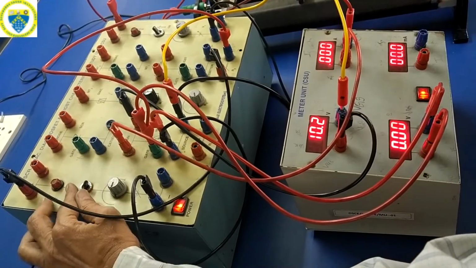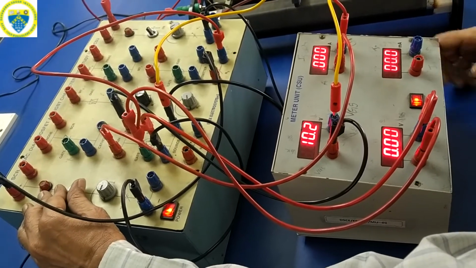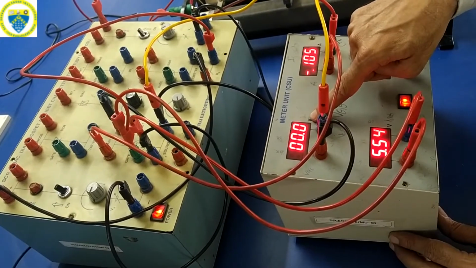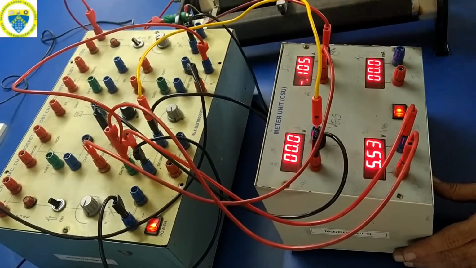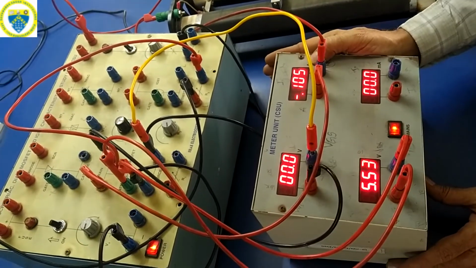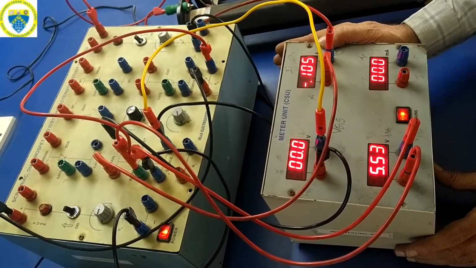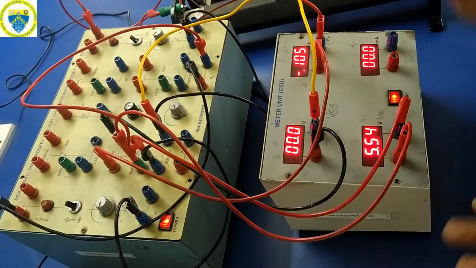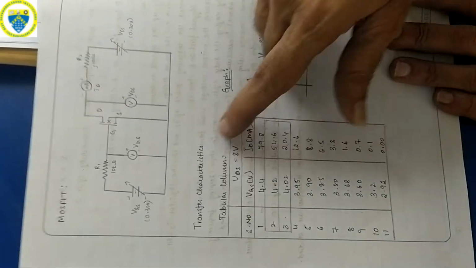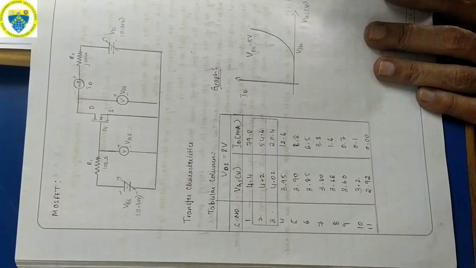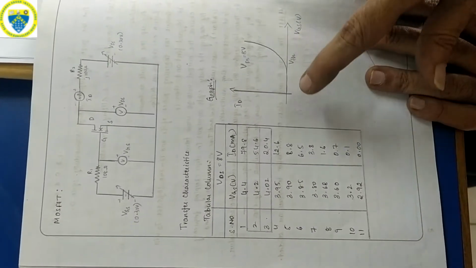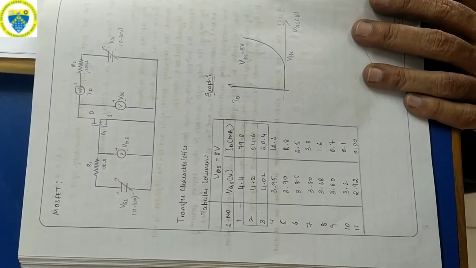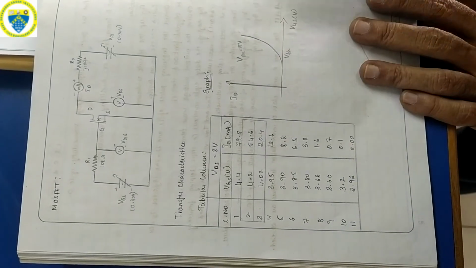The moment I make this voltage available, the device starts conducting and the device is made on. The voltage across the drain source has become 0 and the load I have connected is now drawing 105 milliamperes. Right now, we have to establish the transfer characteristic. The transfer characteristic is the graph between VGS and ID.